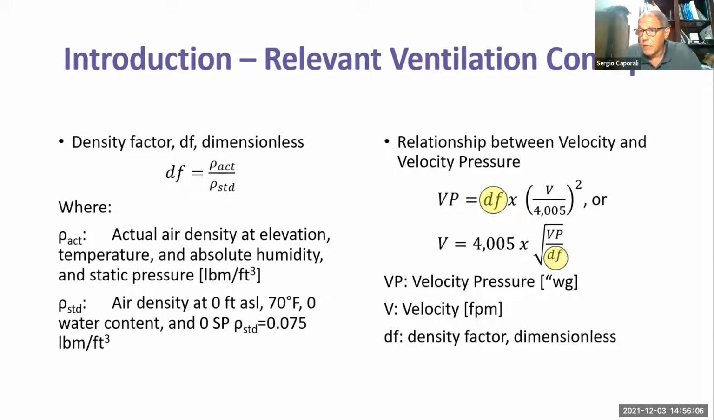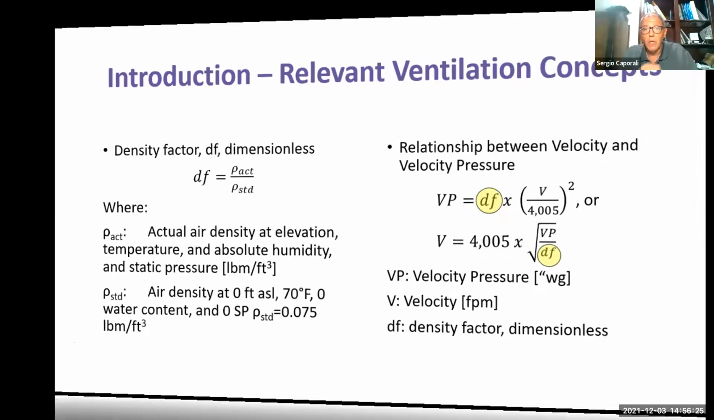That is to say, if we're driving our car at 50 miles an hour at sea level, we're going to feel a certain pressure in our hand when we stick our hand outside the window. If we are in Colorado at the same speed, we're not going to feel the same pressure. We're going to feel less pressure because the air density in Colorado is lower than the air density at sea level.